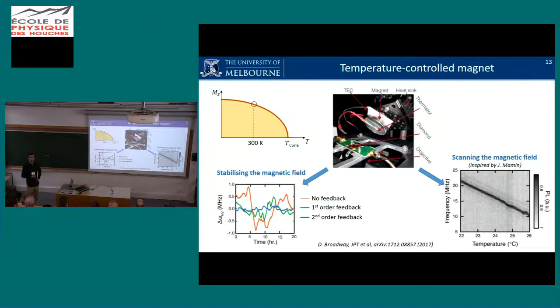The other application of having this temperature control is that you can stabilize the magnetic field, which usually fluctuates due to room temperature fluctuations. As we heard from Gregory a few days ago, even a quarter of a degree gives rise to significant fluctuations. For instance, here we have 2 megahertz peak-to-peak fluctuations in the NV frequency over the course of several hours, and we reduce that by an order of magnitude just by controlling the temperature with a specific feedback mechanism.